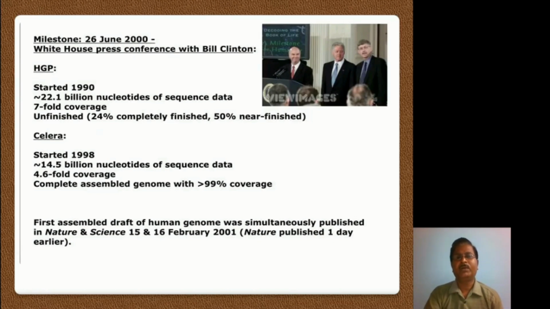Approximately 22.1 billion nucleotides of sequence data were sequenced. 7-fold coverage was done. Unfinished, that is 24% were completely finished, 50% near to finished. Now it is finished. Then Celera started in the year 1998. Approximately 14.5 billion nucleotides of sequence data were sequenced. 4.6-fold coverage was done. Complete assembled genome with 99% coverage was done. So the first assembled draft of a human genome was simultaneously published in the scientific journals Nature and Science on 15th and 16th February 2001.